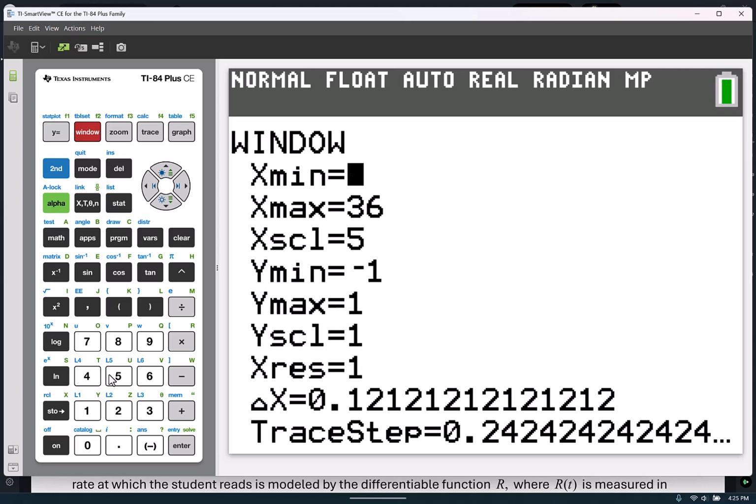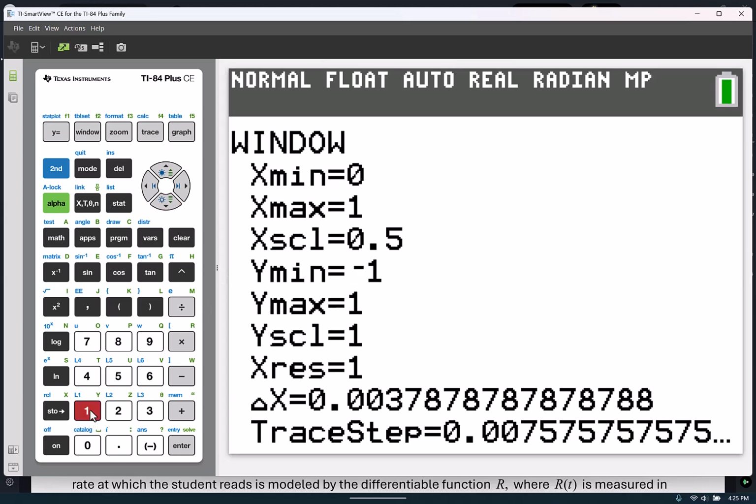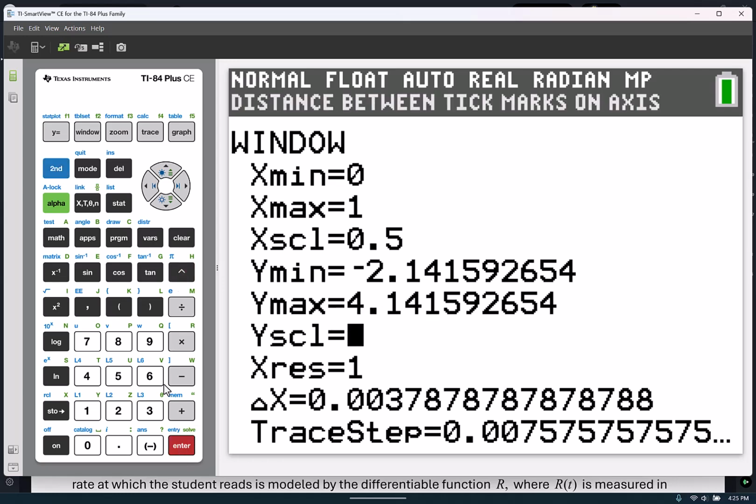So here we go. I'm going to check between 0 and 1, and I know that they must intersect, right? So I'm going to put 0.5 here. My y min, I'm going to make it 1 minus pi, and my y max, I'm going to make it 1 plus pi. Do you see what I did there?